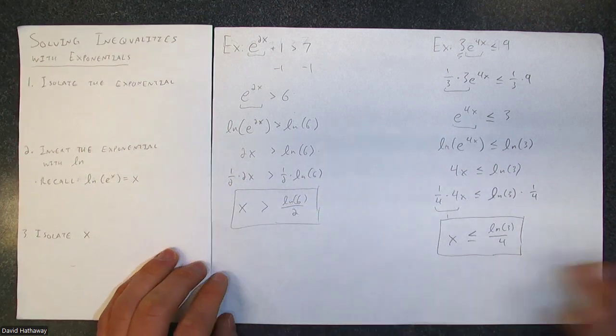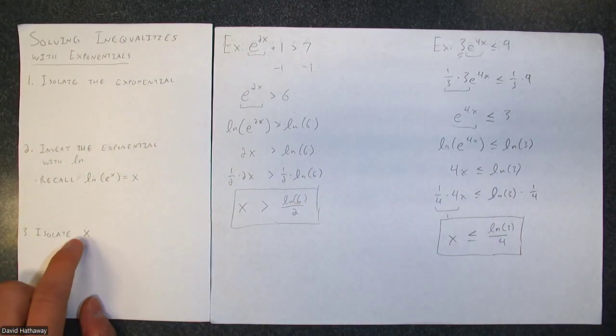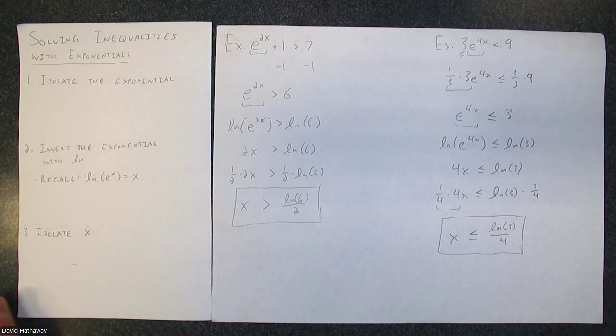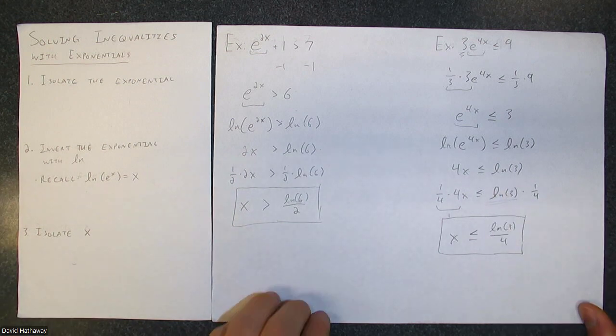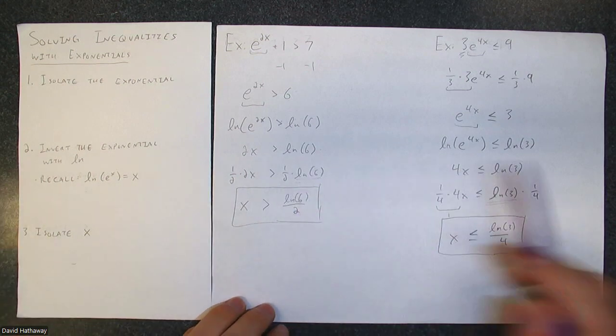Essentially, it's just a matter of getting it in terms of just x. No e to the x, just x. And once it's at that point, then we can treat it like any other inequality. There's just this weird number, ln of 3 or ln of 6, that crops up.